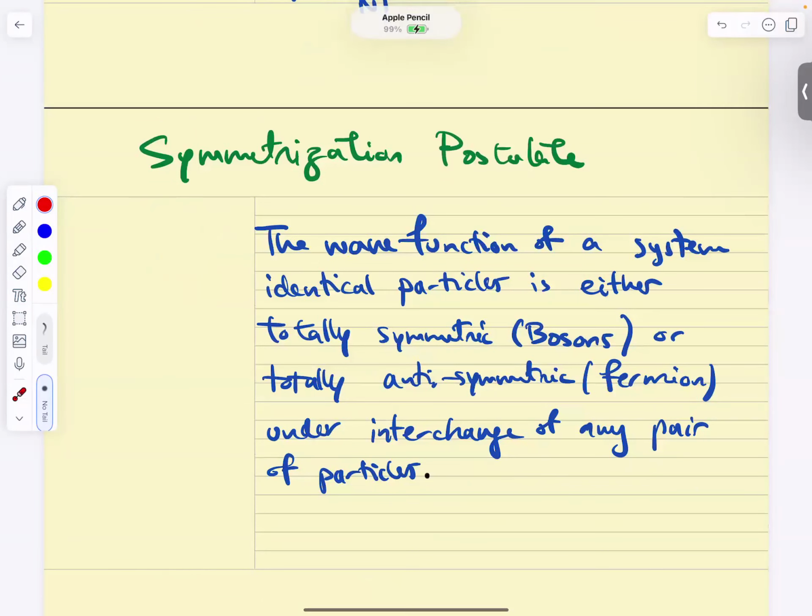All right. Symmetrization postulate. This is a postulate of quantum mechanics. The wave function of a system of identical particles is either totally symmetric, in which case we call that particle boson, or totally antisymmetric, we call it fermion, under the exchange of any pair of particles. This is a principle of quantum mechanics.